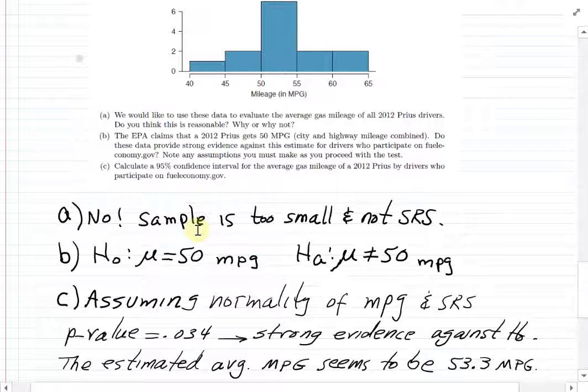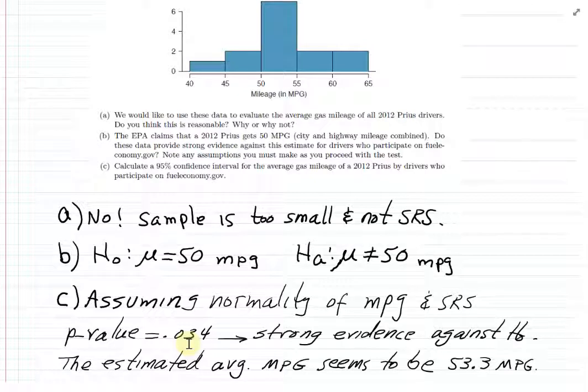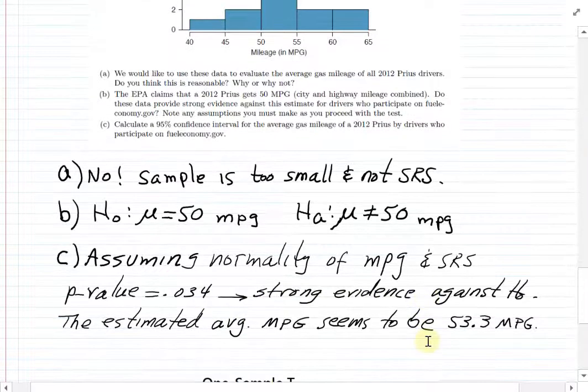So here are the assumptions I have. Assuming normality of MPG and of course a simple random sample, because the sample is 14, so I cannot say assuming the sample is large. Now the p-value, and I'll show you from Minitab how I got that one. But the p-value here turns out to be 0.034. So because the p-value is less than 0.05, we do have strong evidence against the null. And again, it seems like the average is actually about 53.3.